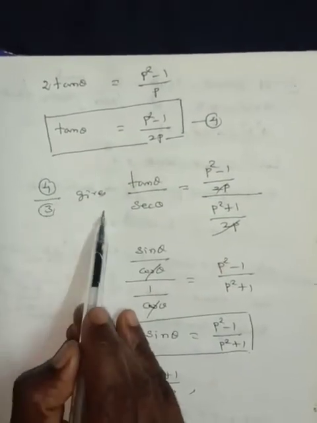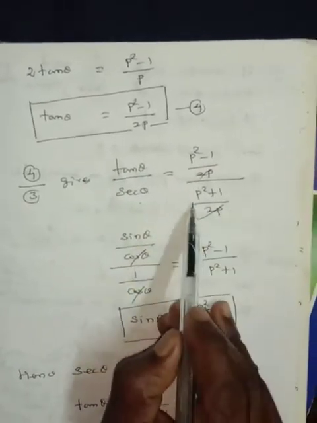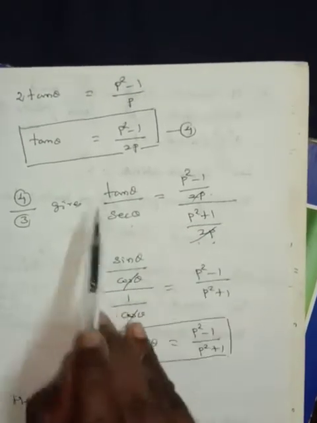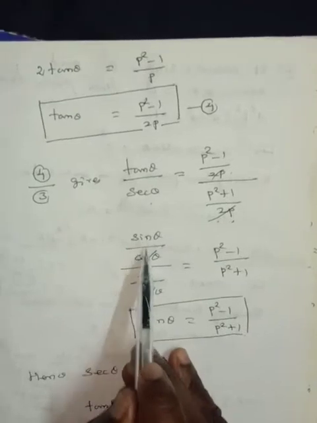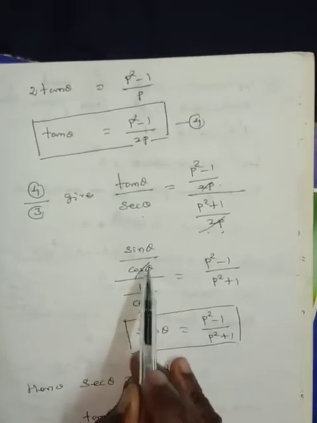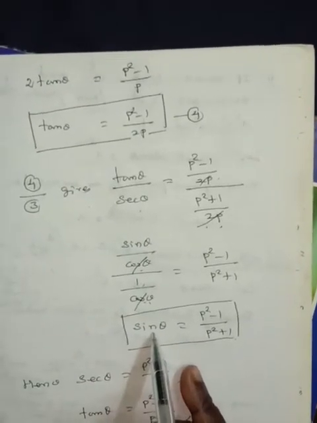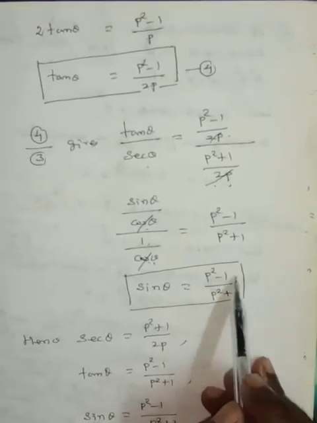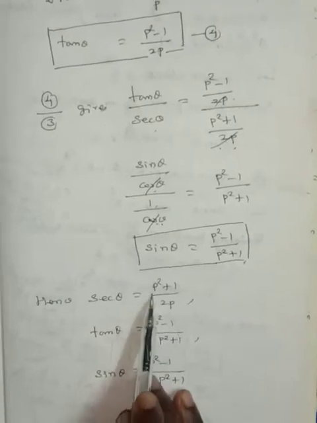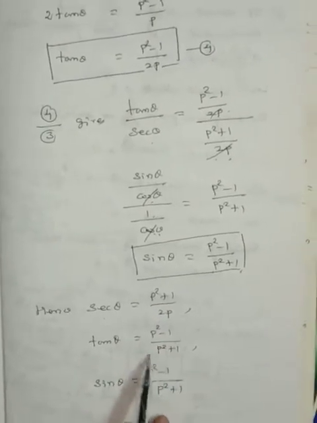Now take equation number 3 and 4. 4 divided by 3 gives tan theta divided by secant theta is equal to p square minus 1 divided by 2p whole divided by p square plus 1 divided by 2p. Denominator 2p cancelled. Tan theta can be written in the form of sin theta by cos theta whole divided by secant theta, which is 1 by cos theta. Cancelling cos theta, we get sin theta is equal to p square minus 1 divided by p square plus 1. Hence secant theta is equal to p square plus 1 divided by 2p. Tan theta is equal to p square minus 1 divided by 2p.